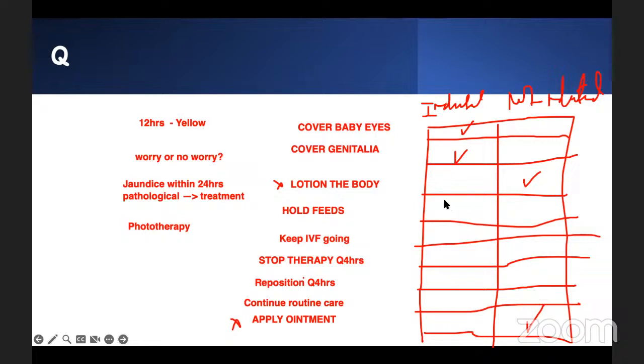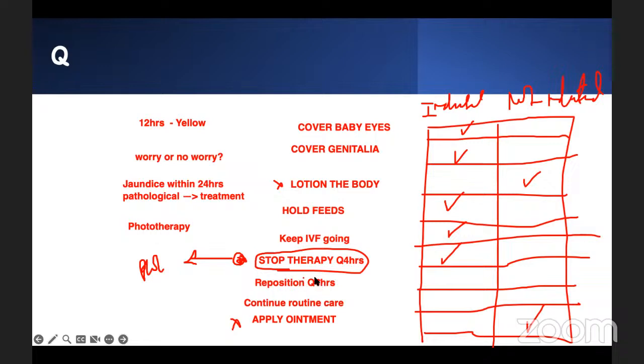Should I continue feeding the baby? Well, of course, yes. Should I keep IV fluid? Yes. Should I stop therapy every 4 hours? This is a trap for a bunch of people. You got to give the kid a break from the phototherapy. So every 4 hours, stop the phototherapy, give the kid a break, and come back again. So you are not stopping therapy, you're just stopping phototherapy for a few minutes, 30 minutes, an hour, and bring the kid back.